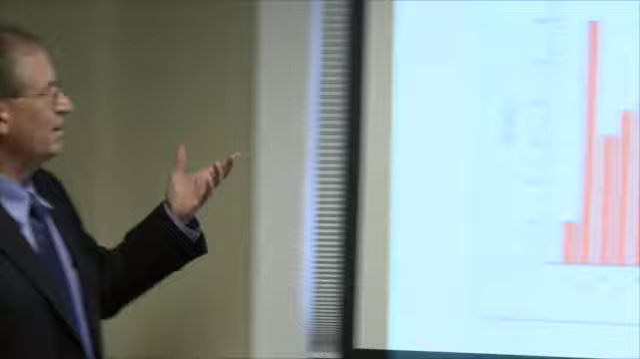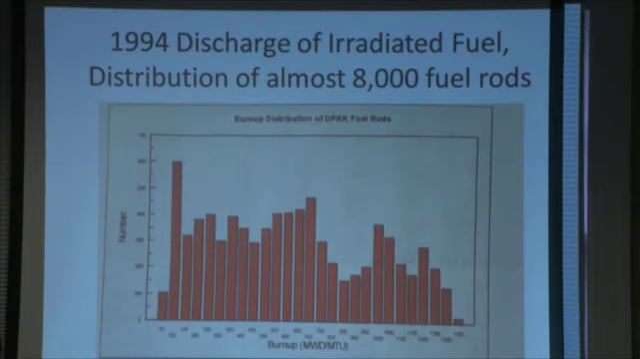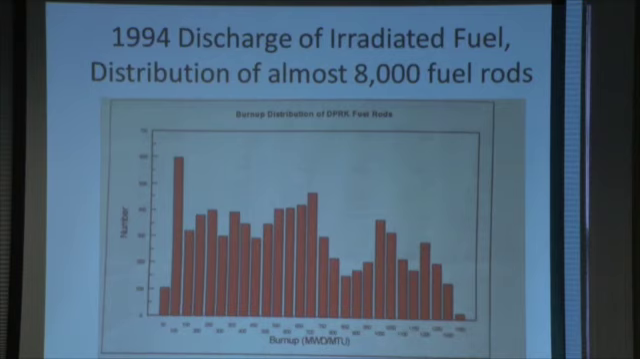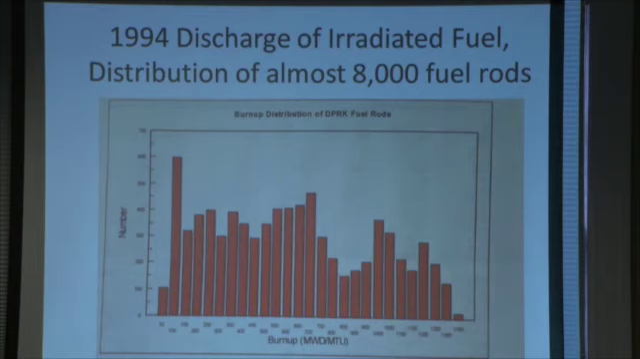This is important. And again, I haven't introduced the idea of burn-up, but that's a measure of how long the fuel's in the reactor. It's given as an energy unit divided by the amount of uranium. So in this case, it's called megawatt thermal days per metric ton of uranium. I don't know what you would think would be the distribution of the fuel rods, and this is 8,000.